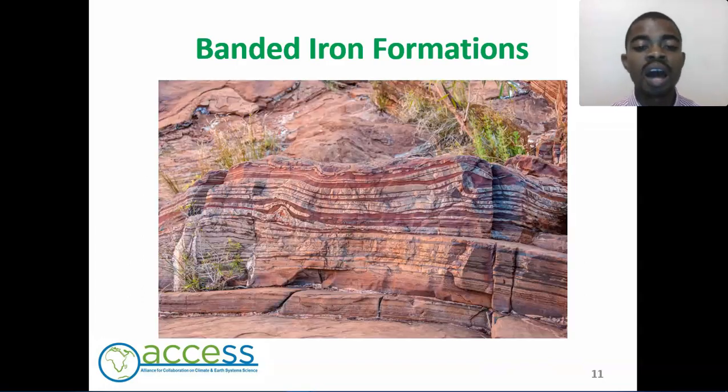So this is how a typical banded iron formation looks. Almost like my shirt, now that I notice. So the red layers on this rock are what is known as jasper, which is a form of silica with iron as well, while the duller or browner areas are magnetite. Now this reaction between oxygen and iron occurred in oceans until oxygen was outgassed into the atmosphere, into the composition that we have today.